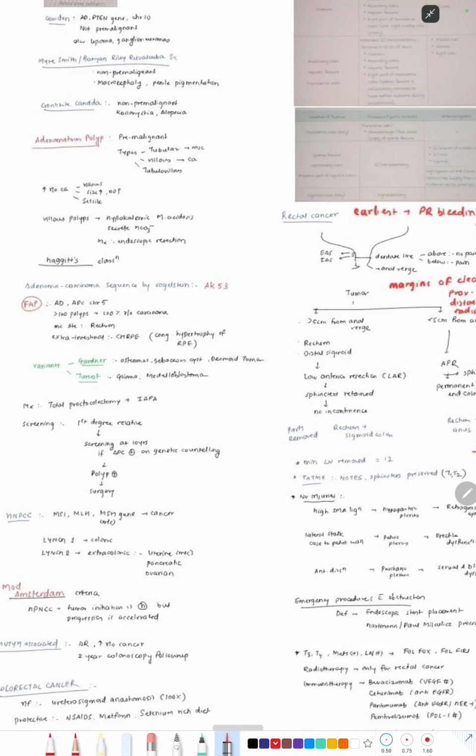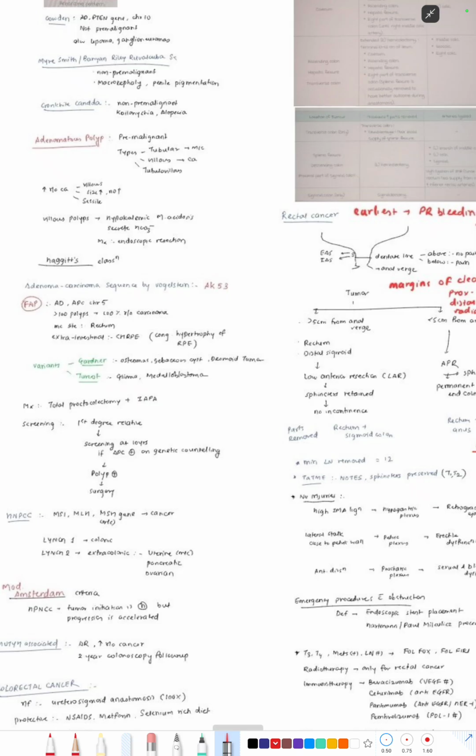Then the next is FAP, that is familial adenomatous polyposis, autosomal dominant, APC gene, chromosome 5. More than 100 polyps means 100% chance of carcinoma. Then the most common site is going to be the rectum. Extraintestinal manifestation is CHRPE, that is congenital hypertrophy of the retinal pigment epithelium. Then the variants are Gardner and Turcot.